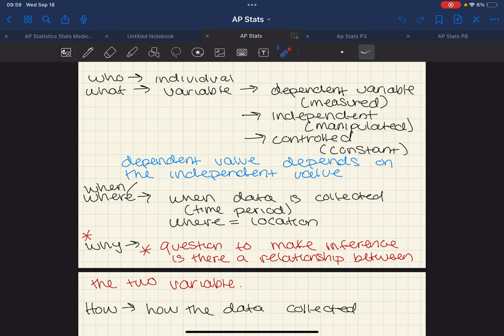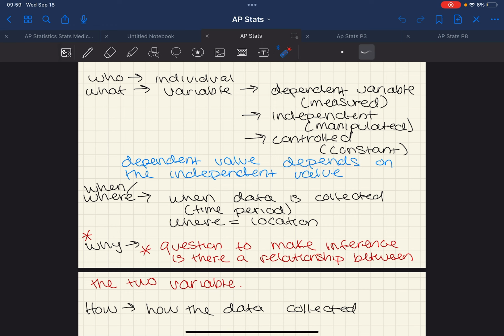But if you think back to a science class, when you are comparing these variables, you always have another variable, and that is the controlled variable, so the constant. This is the variable that does not change, okay? And just like in any other math, if we have a dependent value, that dependent value is always going to depend on the independent value.